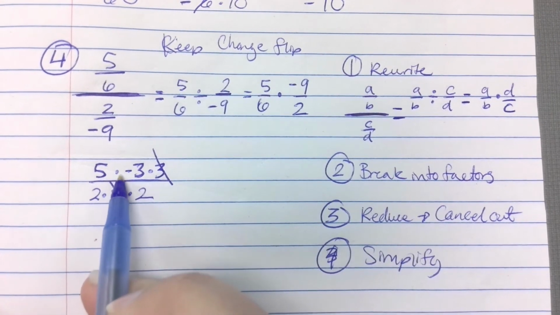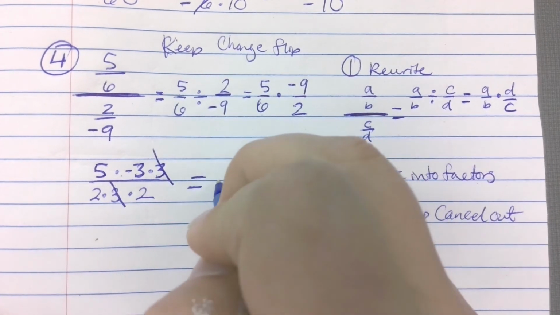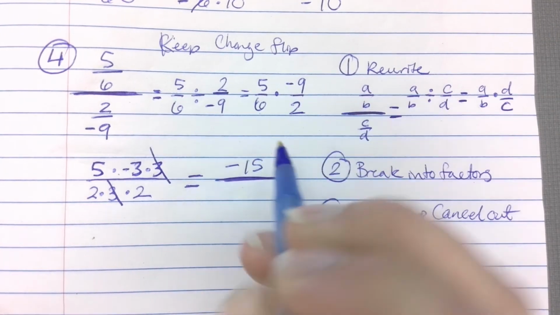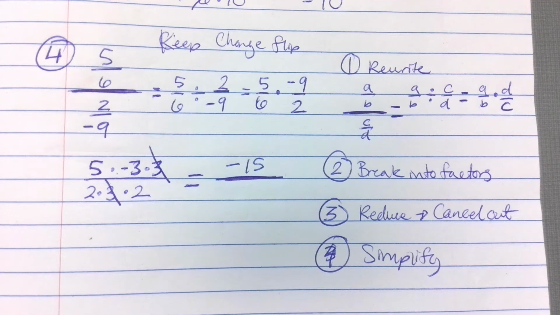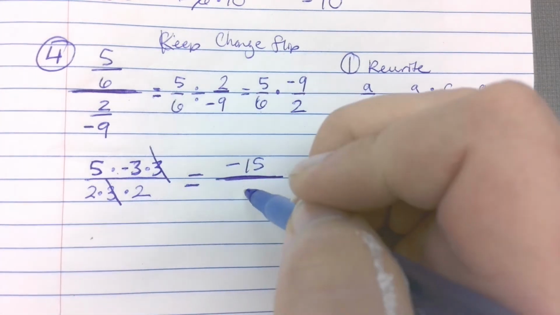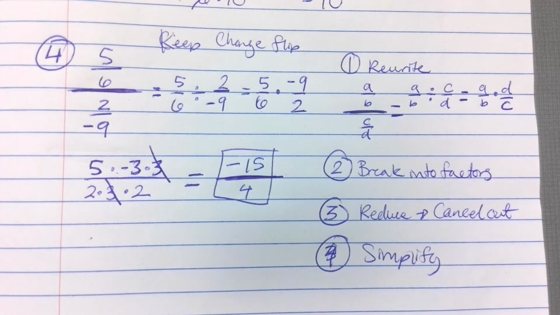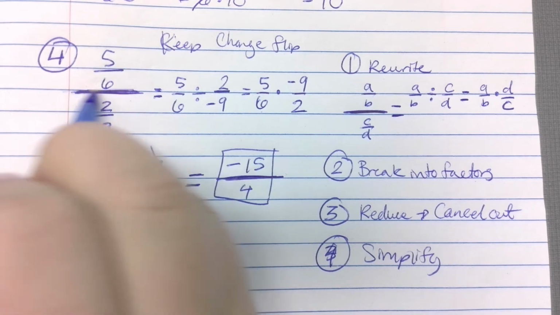What is 5 times 3? Sorry, 5 times negative 3. Negative 15, good. What is 2 times 2? 4. Good. And that's as good as it gets, you guys. The most important part is knowing where the fat line is.